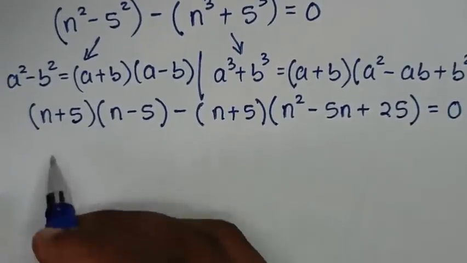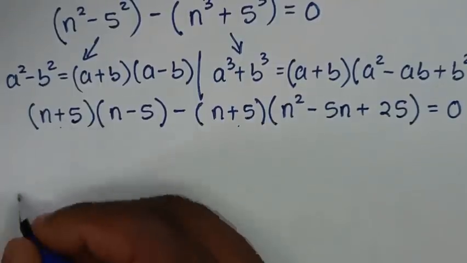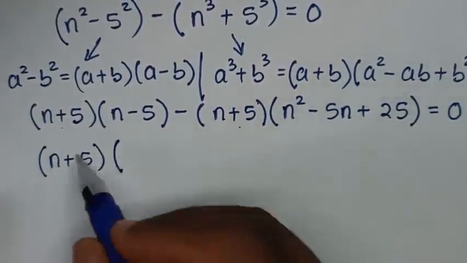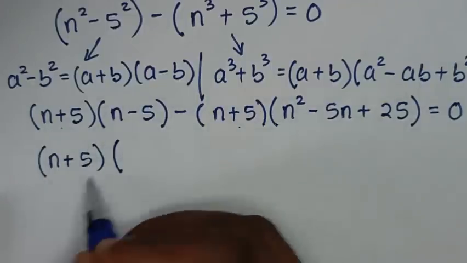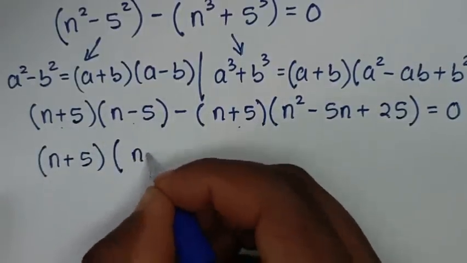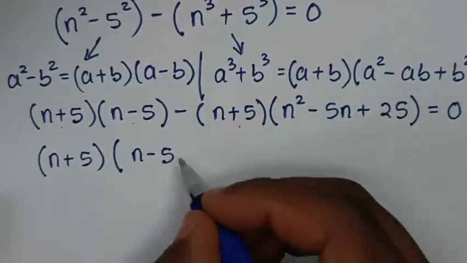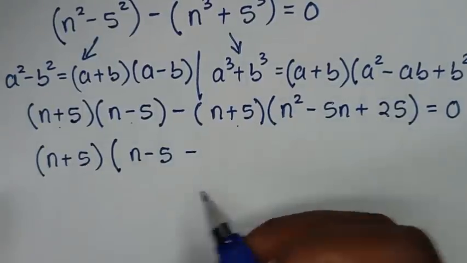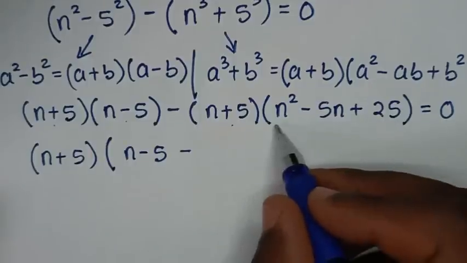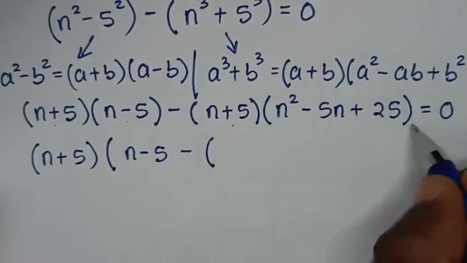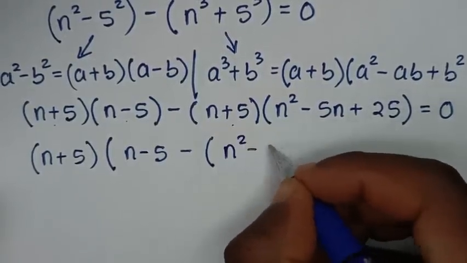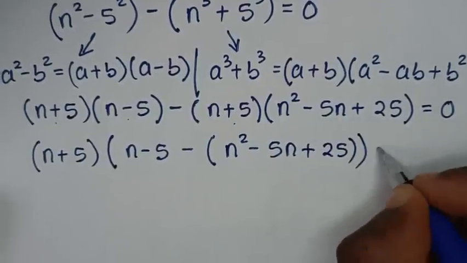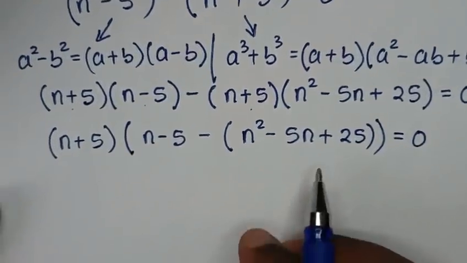Then in the next step, from here n plus 5 is common, so we'll take n plus 5 bracket out of bracket. Now this here divided by n plus 5, it is this n minus 5. Then minus this part here divided by n plus 5, it is this quadratic expression. So here to be bracket this n square minus 5n plus 25 bracket is equal to 0.